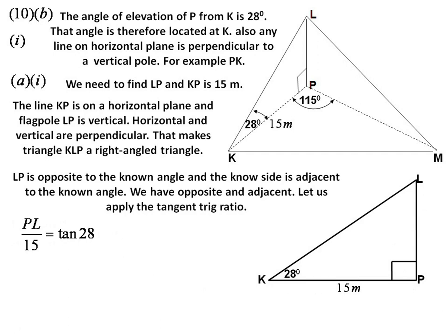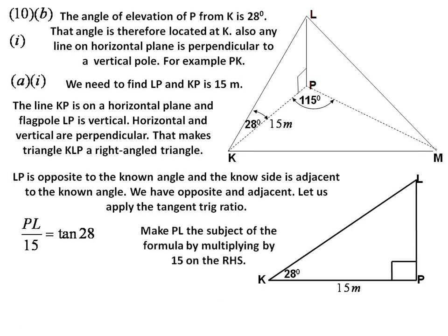Or PL. LP is the same thing. So PL over 15 is equal to tan 28. Eliminating this 15 by multiplication, because we're dividing by 15. We make LP the subject of the formula by multiplying by 15 on the right hand side. So PL is 15 tan 28.